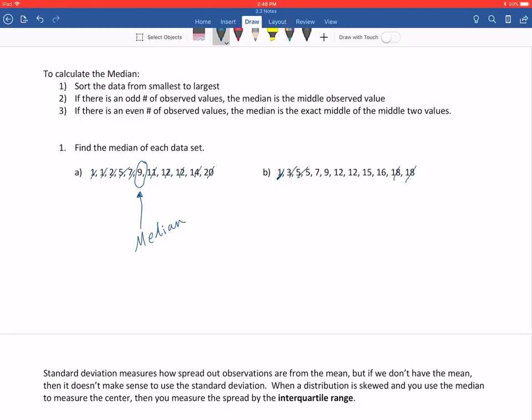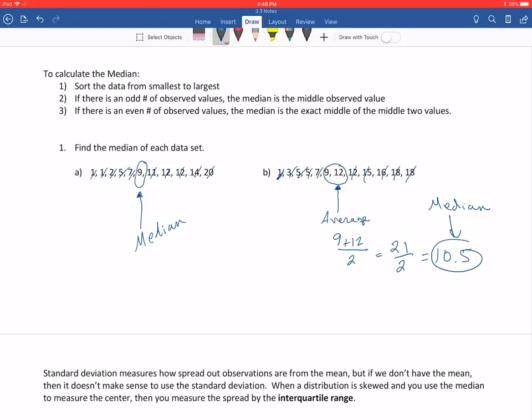Now for B, I start the same way. I'm going to just pick values off one at a time from either end. However, here I don't have a single value in the middle. I actually have two values sharing the middle. If you have an even number of values, this will happen to you. What you should do is average those two center values. So I'm going to average these numbers. That gives me 21 over 2, which is 10.5, and that would then be my median.